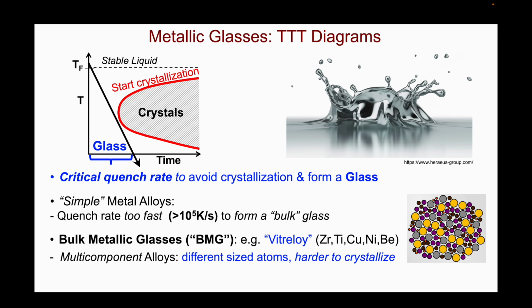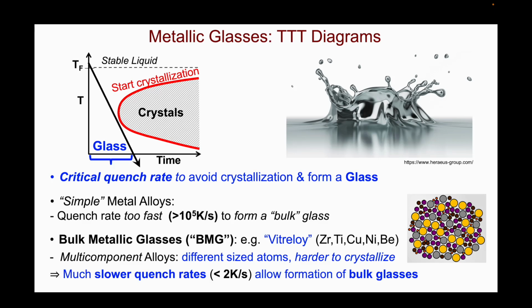However, bulk metallic glasses can be formed for multi-component alloys, with multiple atoms of different sizes, which are harder to organize into a regular solid lattice. In particular, the so-called Vitreloy glasses, with mixtures of zirconium, titanium, copper, nickel and beryllium, have been developed, where the much slower quench rate allows a bulk sample to be cooled in the glassy state in reasonable times. These are an interesting family of conducting glasses that have very high strengths and outstanding corrosion resistance.